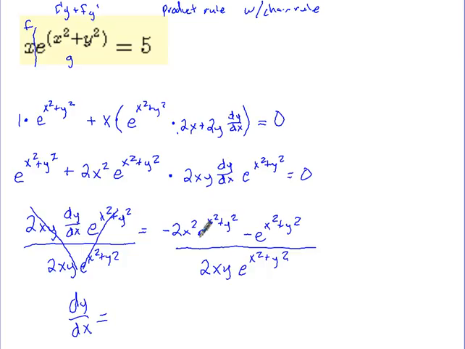But what do they all have in common? They all have an e to the x squared plus y squared. So I can cancel that from everything. If I do that, what am I left with? I'm left with a negative 2x squared, and this doesn't go away. There's actually a minus 1 over 2xy.